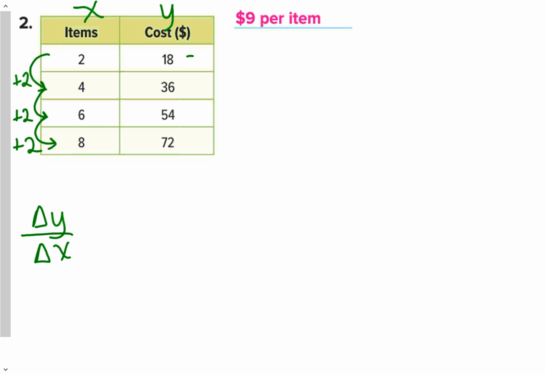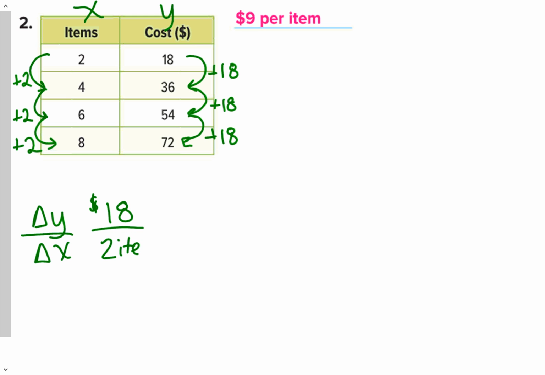Now for our costs, we went from 18 to 36, so 36 minus 18, that's plus 18. 54 minus 36, again positive 18. And then from 54 to 72, 72 minus 54 is plus 18. So we have $18 over 2 items. Okay, and then 18 divided by 2, that equals $9 per item.